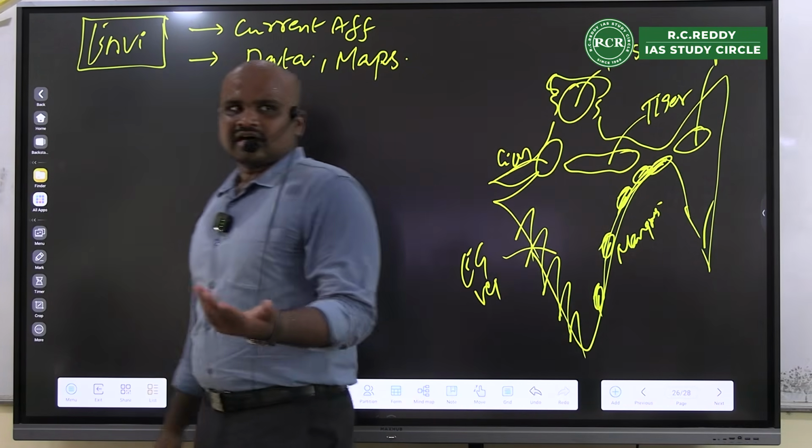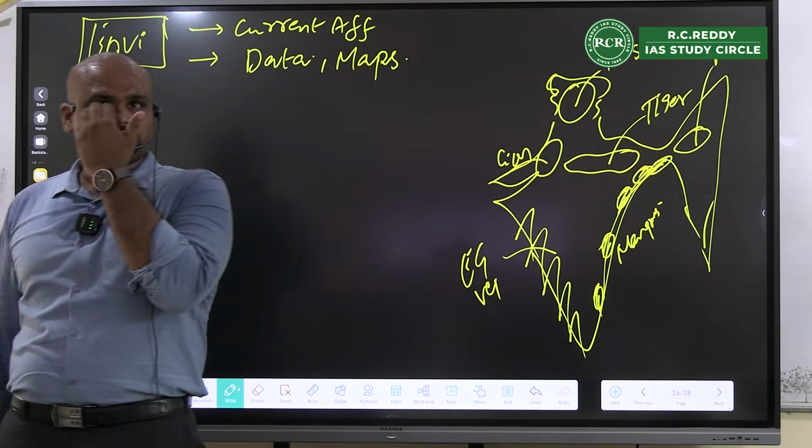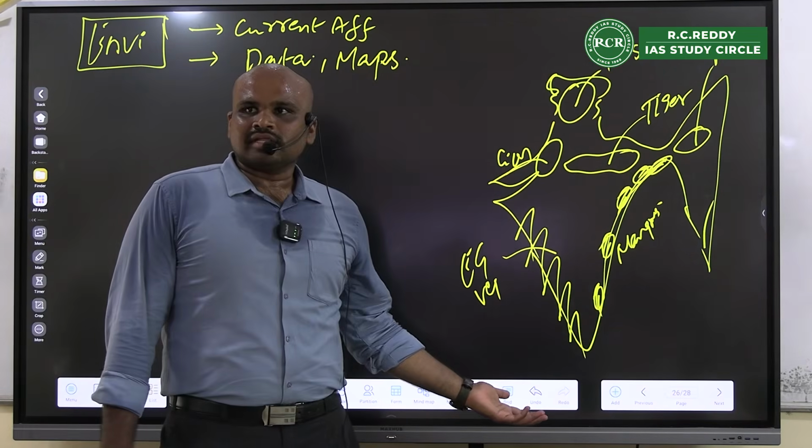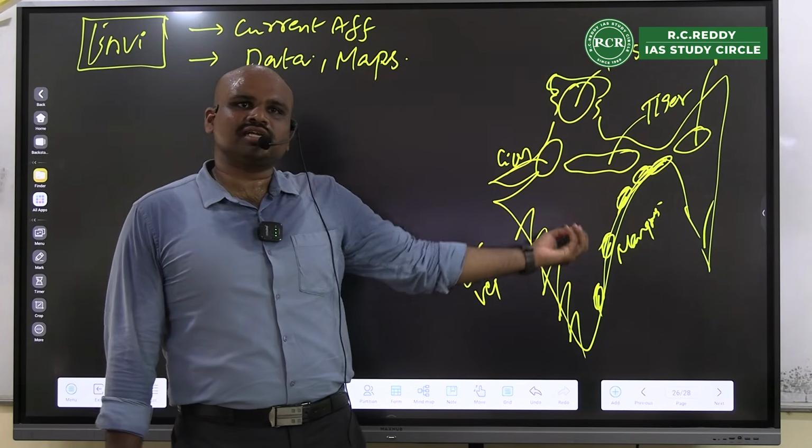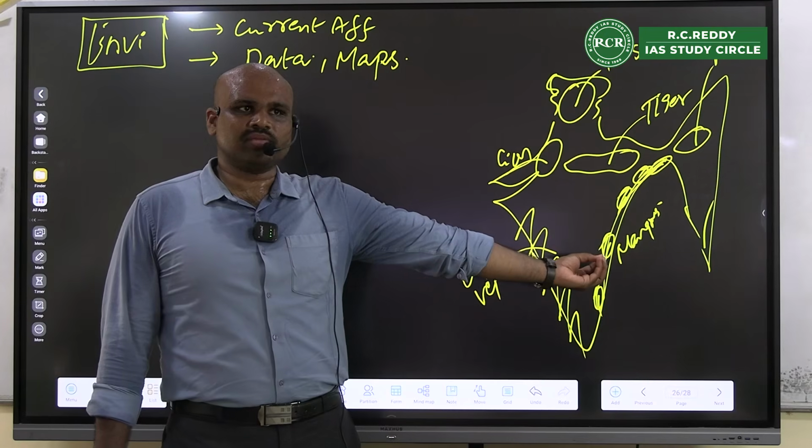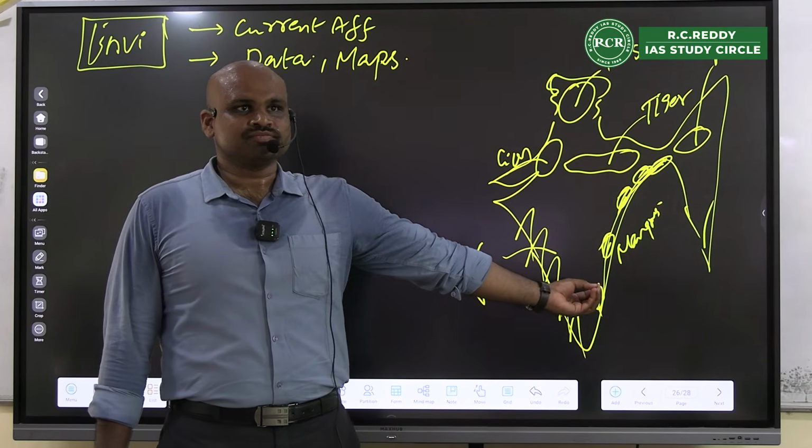I am simply showing the biodiversity map of India. That is representing some animals, representing some vegetation, representing some important species like mangroves.